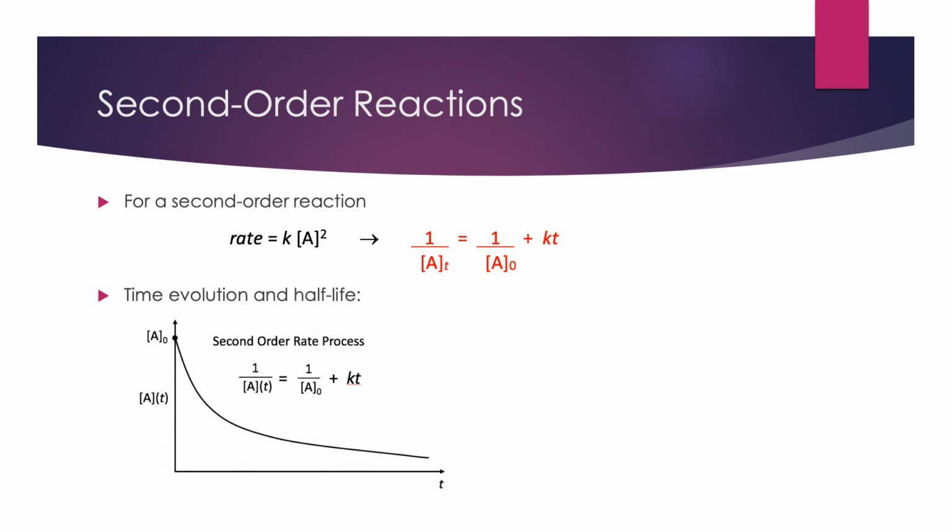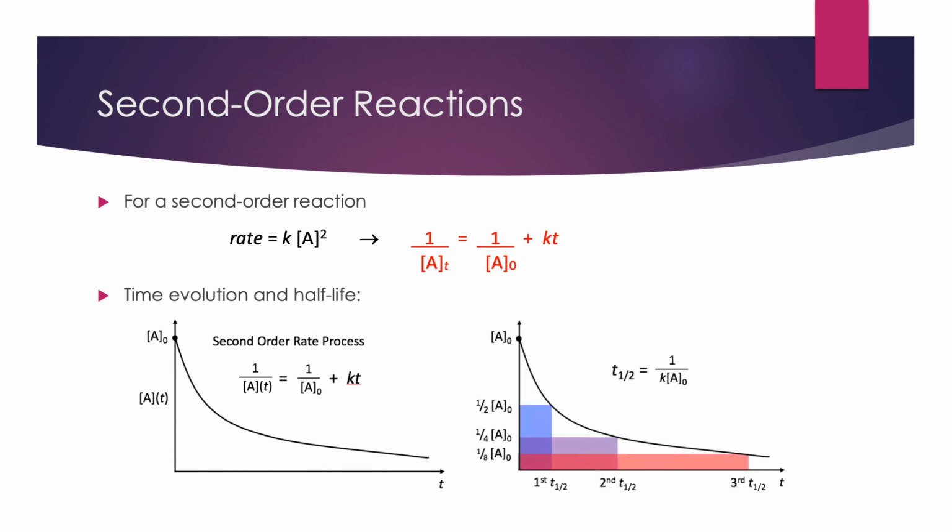Now, one of the challenges is, if you were to look at the decay of a reactant over a period of time, could you tell the difference between a first and second-order rate law? Well, that's something we'll take up in the next lesson, but the answer is yes, you can. Now, how does the half-life evolve for a second-order process? Well, here's a picture of that.